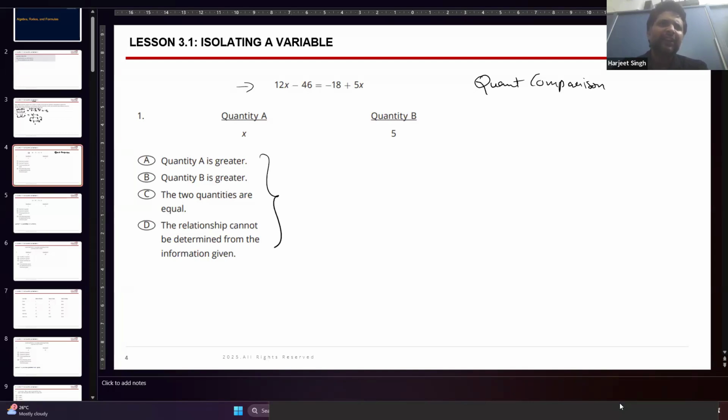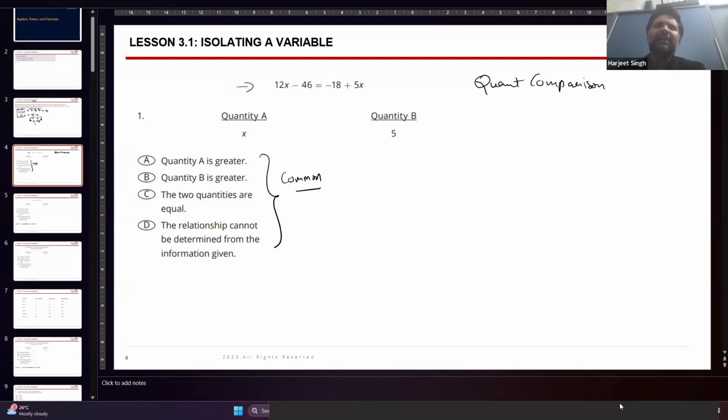So these are the four standard options when it comes to quant comparison problems. So the first choice is always A is greater, second is B is greater, C is both are equal. D is you can't determine which one is greater or lower. Yeah, so this is common across all quant comparison questions. So we need not even see this. As soon as we start practicing, we know, okay, option A will be A is greater, B will be B is greater, and so on and so forth.